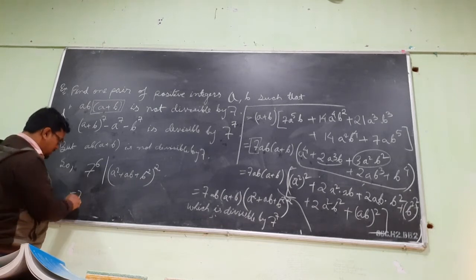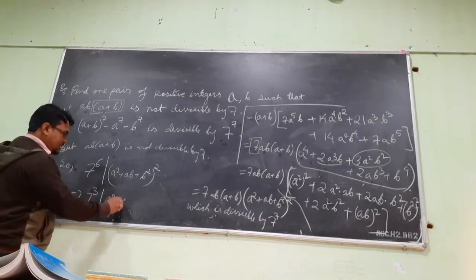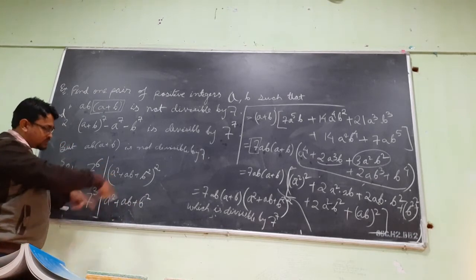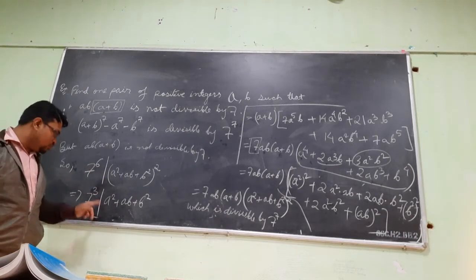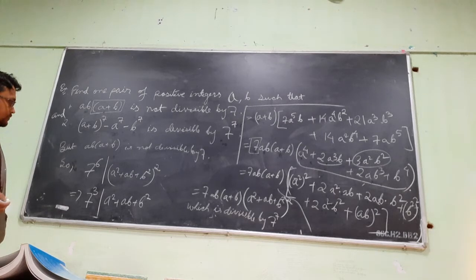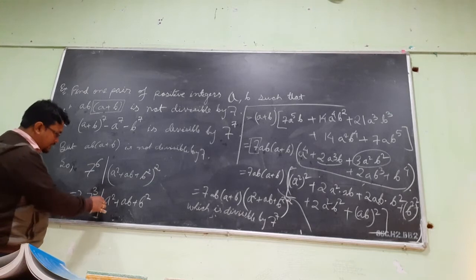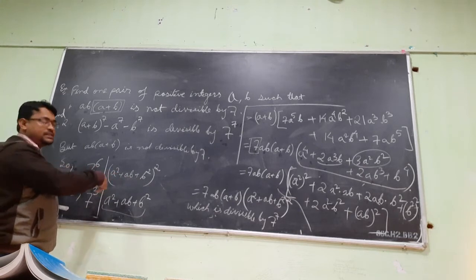So from here I can also write 7 to the power 3 divides a square plus ab plus b square. Then only the square will contain 7 to the power 6 as a factor. So 7 cube actually divides this. That means this is equal to 7 cube into some integer k.